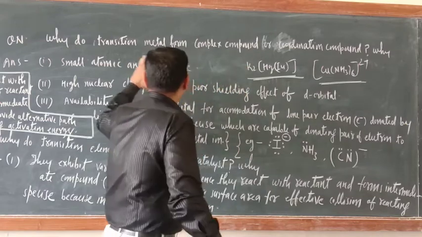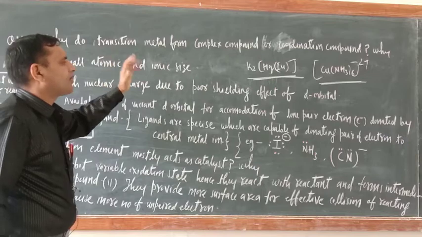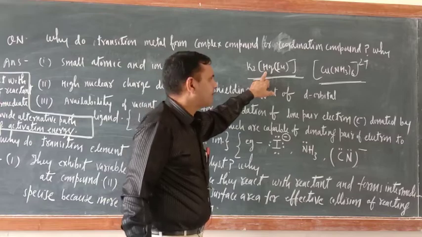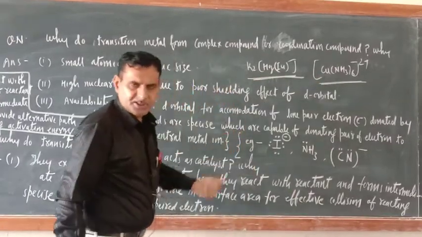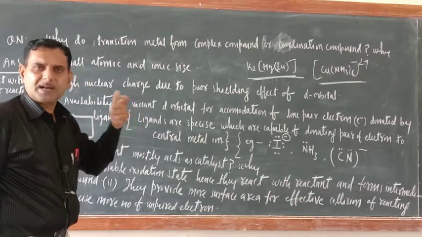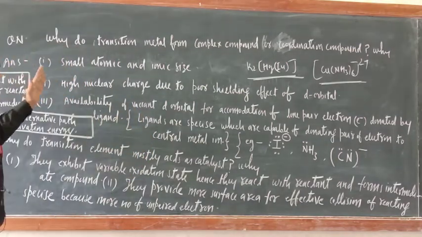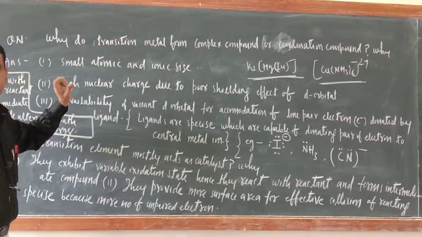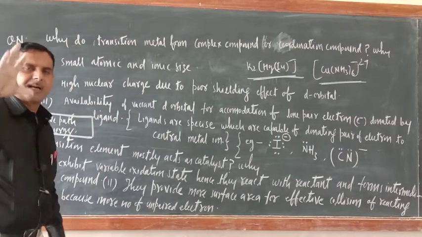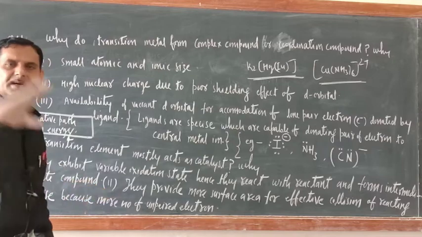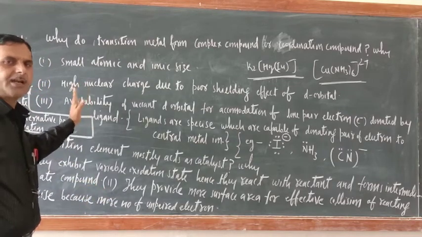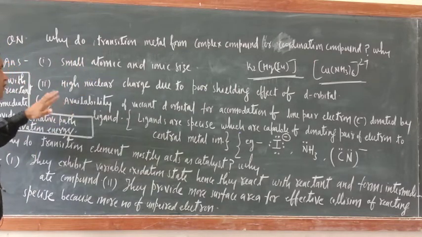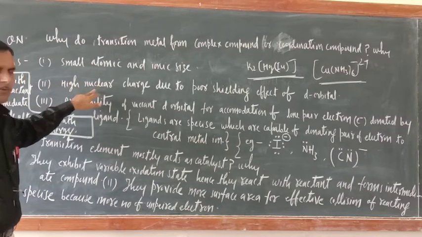Right now our question is, why do transition metals form complex compounds? Here Hg is a transition metal, and here copper is a transition metal. Transition metals form complex compounds because of 3 reasons. Number 1, their atomic and ionic size is small. Transition metals are smaller than s block elements but greater than p block elements. So due to their small atomic and ionic size, they form coordination compounds. Next one is high nuclear charge.